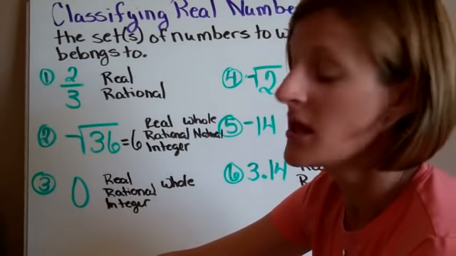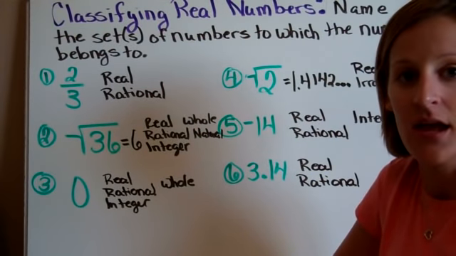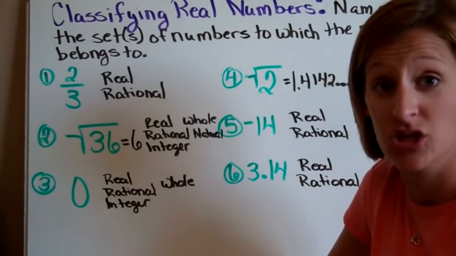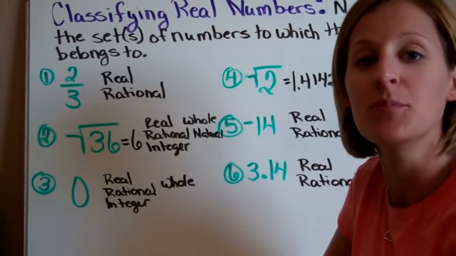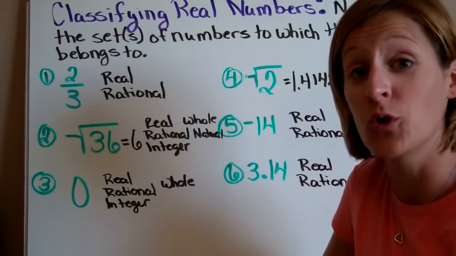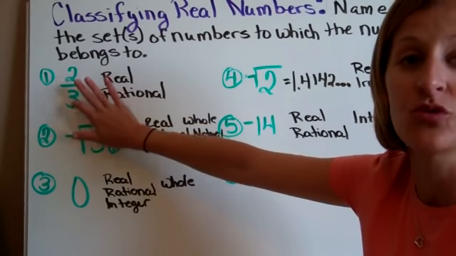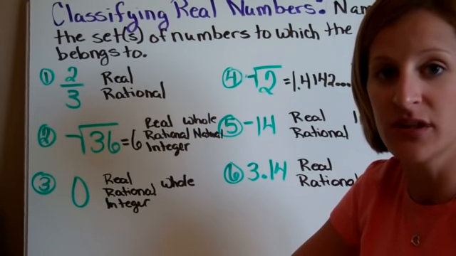Now, using this real number system, you'll be asked to classify or state the sets of real number groups that a number belongs to. When doing that, it's asking you to state all the groups that we just talked about and say which groups that number belongs to. Now this first one, we have 2/3. First thing, always real. Always a real number.